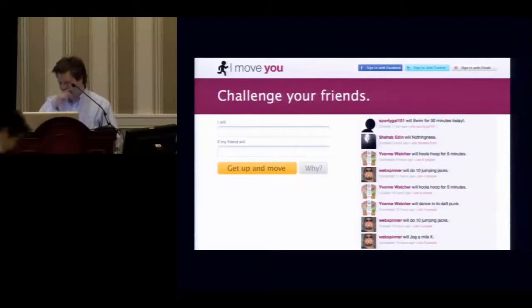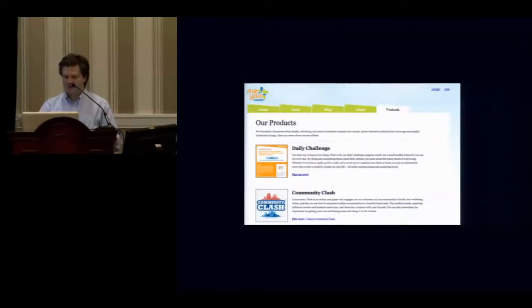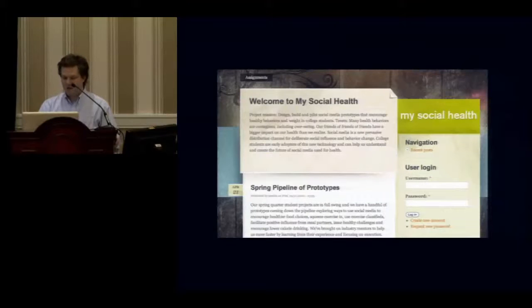Here are just some examples. Here, challenge your friends. A lot of these things have been using games to just generate more audience, more social involvement. mHealth has done some simple things like Daily Challenge, their Community Clash platform, their Monumental game. They're now moving into some higher-level things and combining mobile and social networks for more advanced gameplay and health interventions.